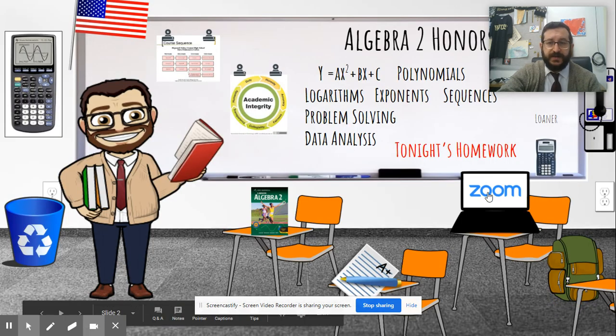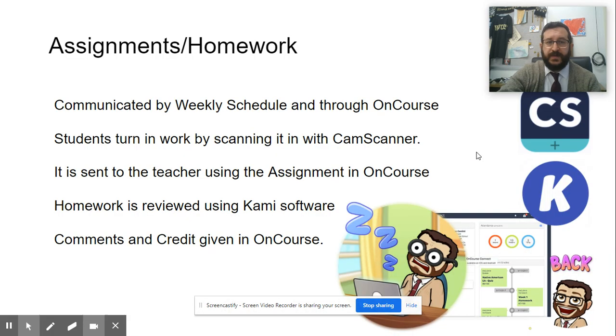So let's come back to here. Speaking about grading and homework, this is usually how homework is disseminated. I will link an assignment in OnCourse for students. It's also linked in a weekly schedule. So we use OnCourse to communicate what our homework is for each night. Students use their phone and an app called CamScanner, which is a free app, but the CamScanner application will ask students to purchase a more expensive version than the free one, which has extra features.